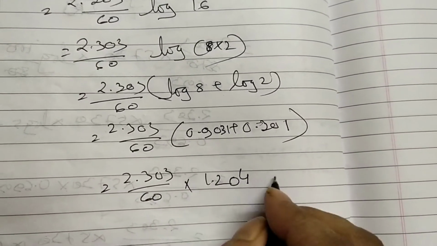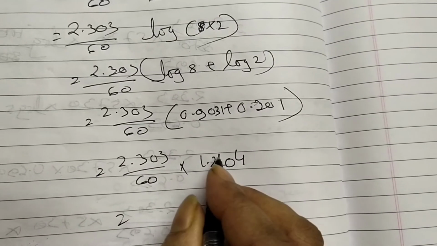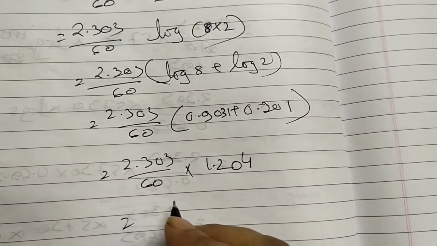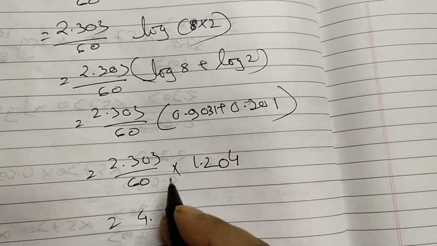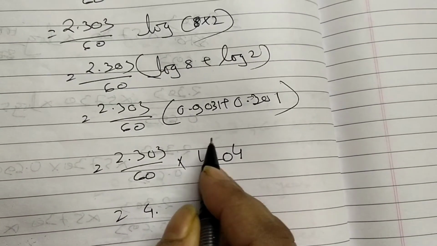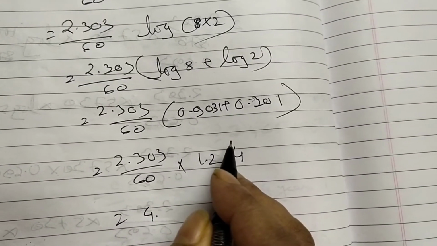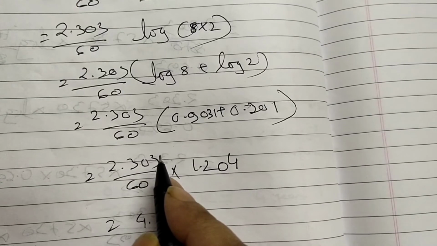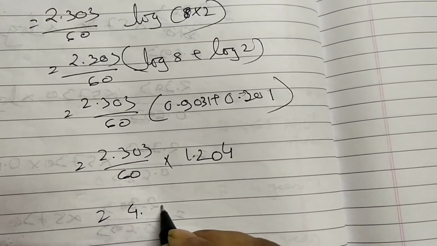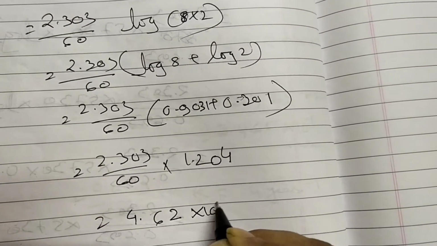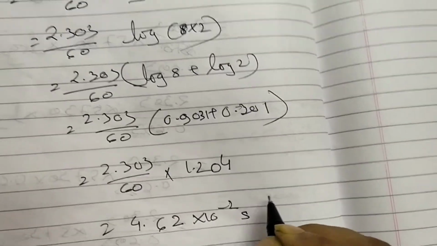Clear now? So it is coming now, 6 2s are 12, 2 2s are 4, that will be 4.6, 2s are 12, and it is coming 0 and 2, so 2.302 into 1.204 divided by 60, which is coming approximately 4.62 into 10 to the power minus 2 seconds.